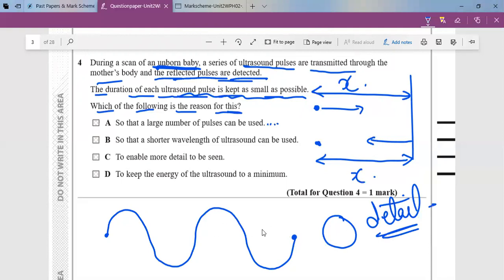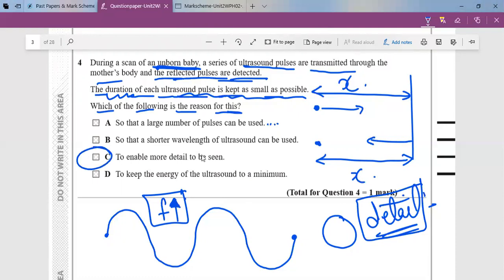The detail actually depends upon the smaller wavelength. Or you could say, keeping the duration, meaning the time period, as small as possible means that the frequency is increased or large. So increasing the frequency would give you more detail of this baby. So this is about the detail. This is correct. Shorter wavelength can be used, but what's the reason for using the shorter wavelength? The reason is to ensure a greater detail. It is also correct that a larger number of pulses can be used, but why do we need a larger number of pulses? So again, the answer is C. Okay, A and B are not wrong, they are correct, but the best option is C. It gives the answer in the context of the question. Get it? Okay, moving on.